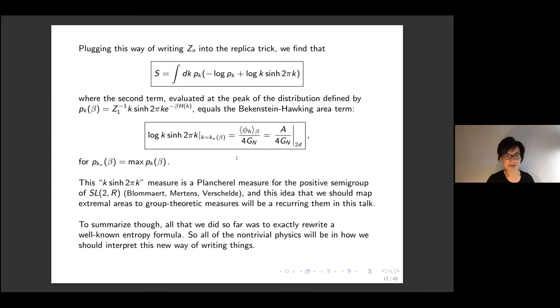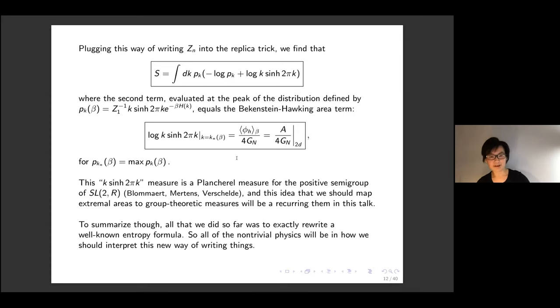So the interesting thing about this k sinh 2 pi k is that it's a Plancherel measure for the principal continuous representations in the positive semigroup of SL2R. So this simple set of manipulations already suggests a curious interpretation of the area term in terms of group theory. And this idea that we should map extremal areas to group theoretic measures will be a recurring theme in this talk. It will turn out to be somewhat easier to interpret if we actually go up a dimension. So I'll come back to it in part three.